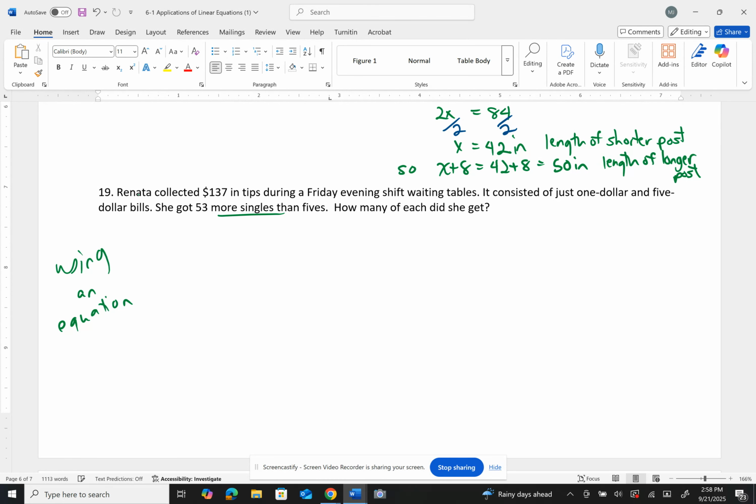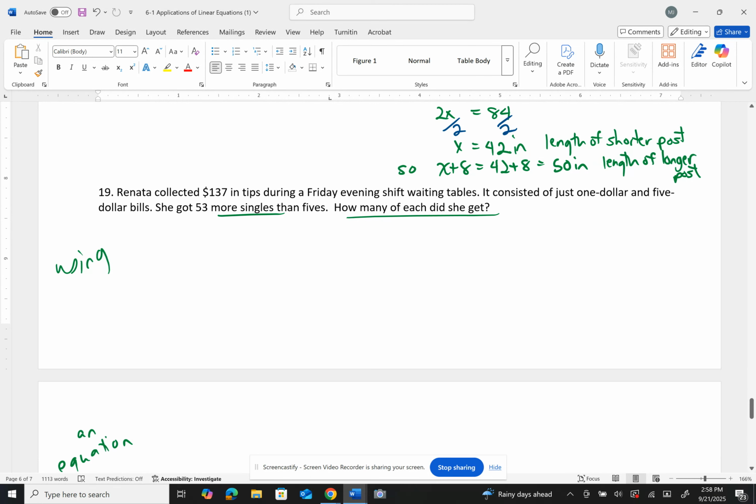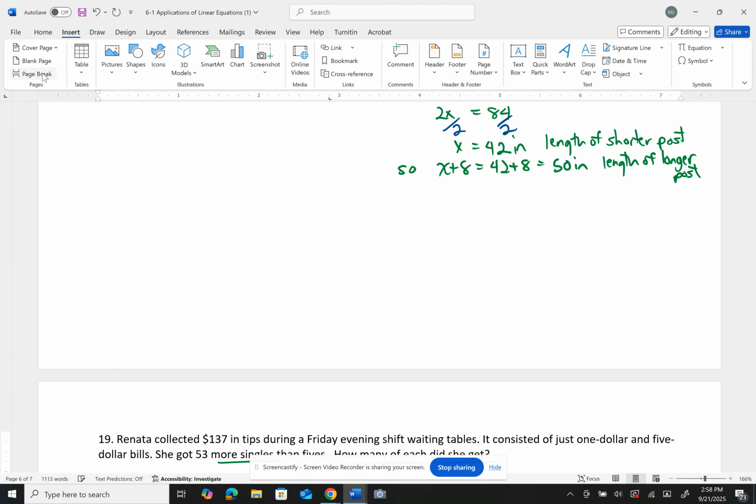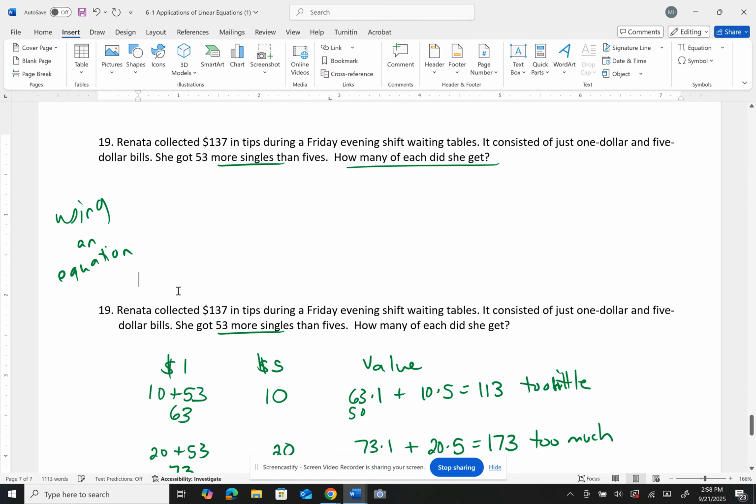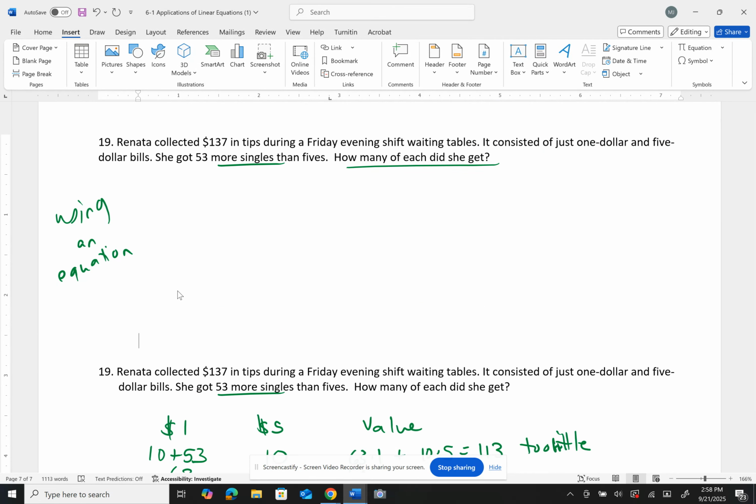As we read through the whole thing, we want to know how many of each she got. So we want to know the number of fives and the number of ones. Okay, let me just get a brand new page. All right, a little more room here. Okay, so if I were doing that, then the number of fives and the number of ones are the two unknowns. Number of ones, and then I want an expression for the number of fives.